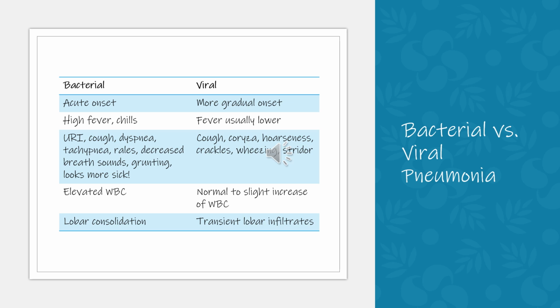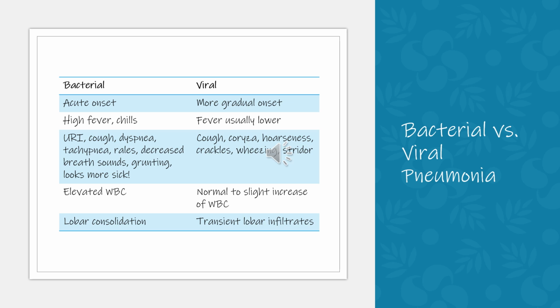Again, bacterial is an acute onset. They have a high fever and chills, URI, cough, dyspnea, tachypnea, rales, decreased breath sounds, grunting. The kid is going to look more sick with bacterial pneumonia. You're going to have an elevated white count, lobar consolidation.